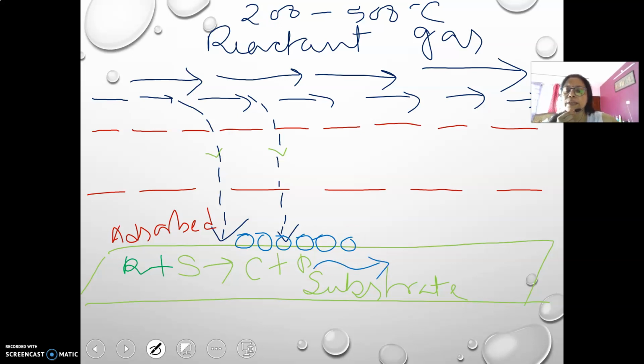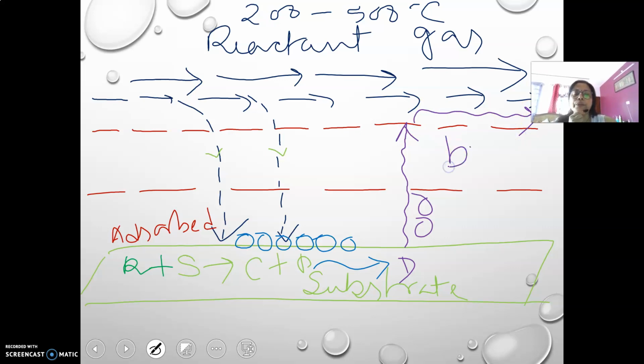But at the same time there will be some molecules D which are not at all wanted by the surface. If they are not wanted by the surface, there will be desorption of these molecules D because the surface doesn't want them. So there will be desorption of the absorbed gas, and they will be removed as a byproduct or unwanted molecules.